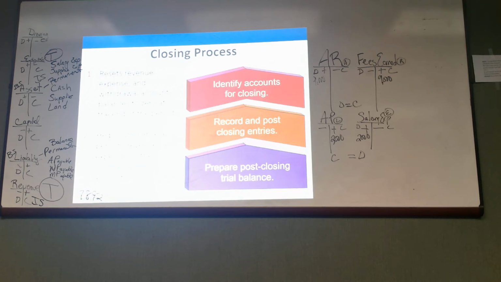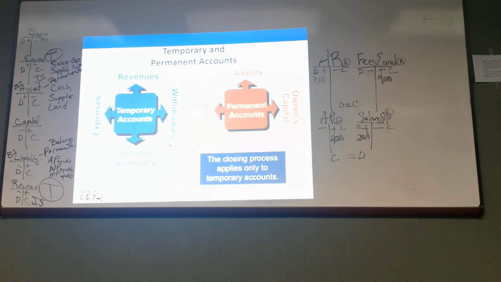So number 2, help summarize a period's revenues and expenses in the income summary account. So here go my temporary accounts and my permanent accounts. Revenues, expenses, and withdrawals are my temporary accounts. Assets, liabilities, and owner's equity are my permanent accounts. When we do the closing process, the only accounts we're going to impact are our temporary accounts. Make sense?